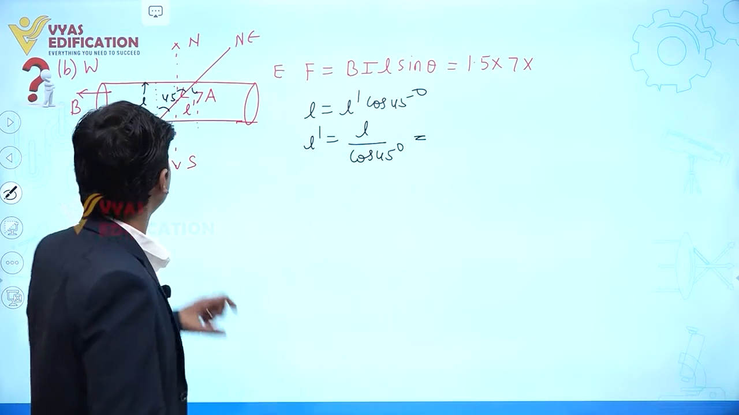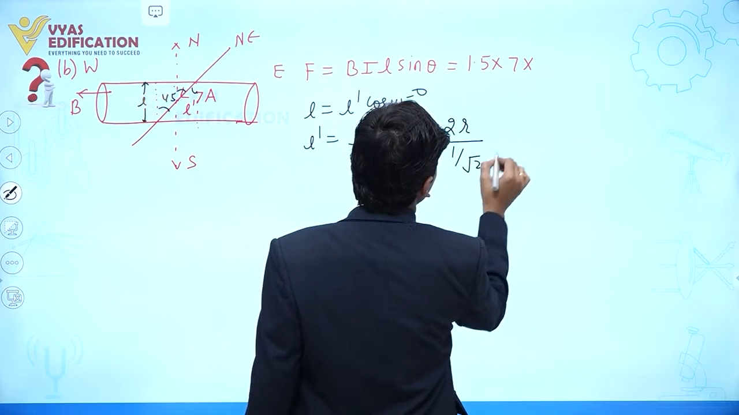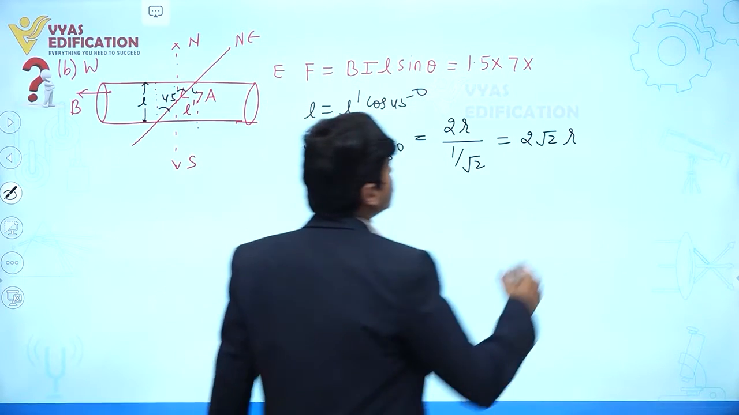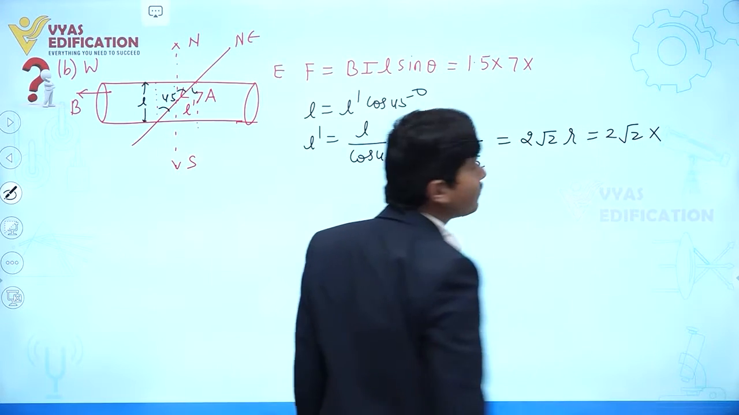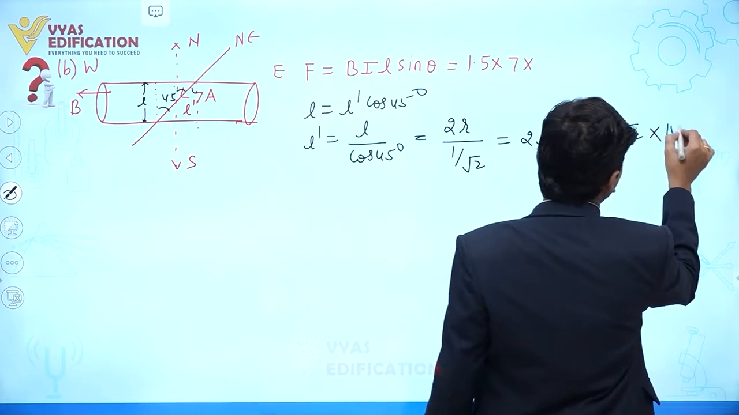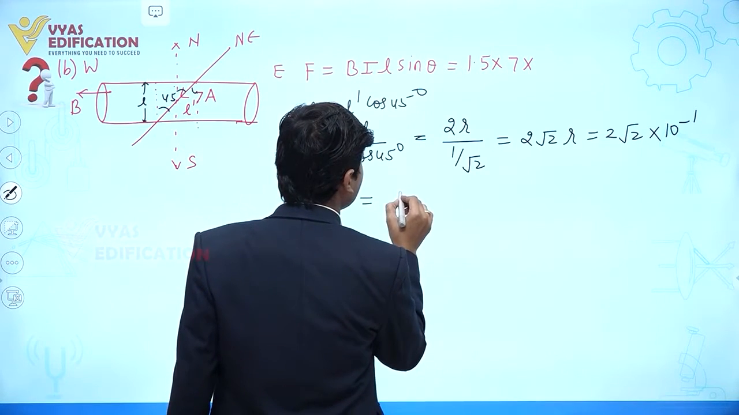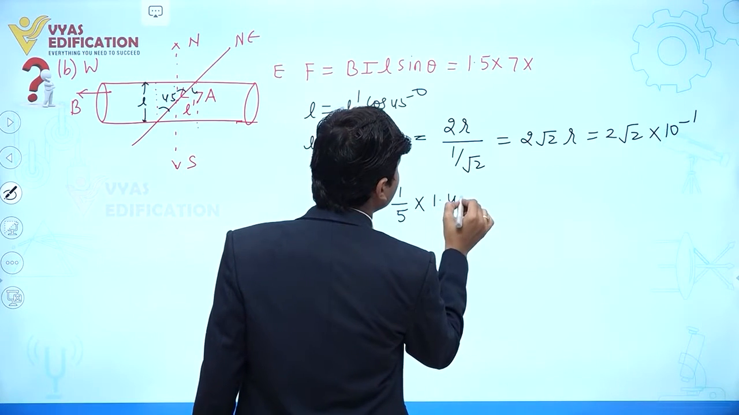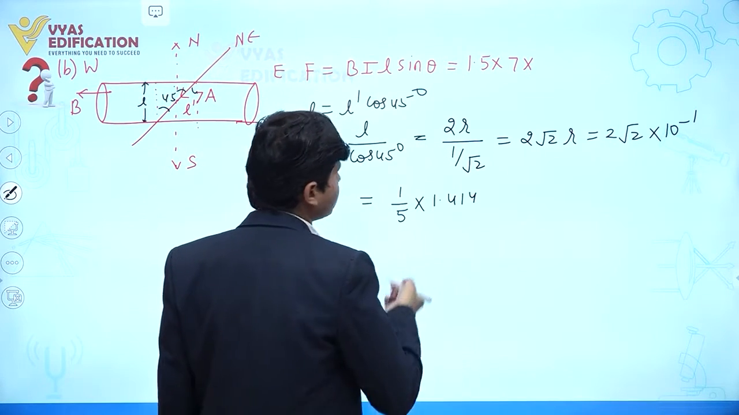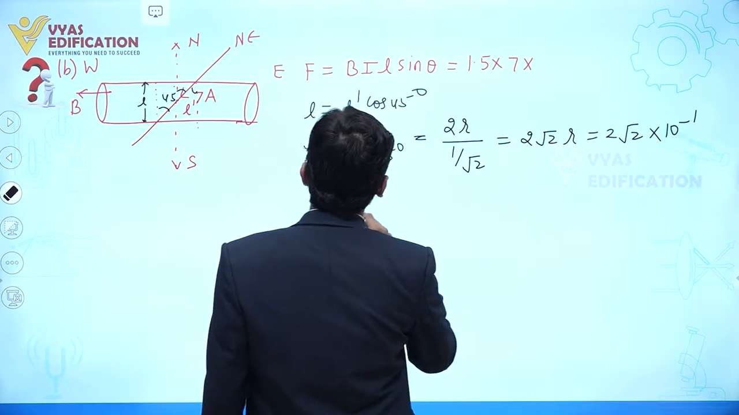Value of L is what? We can say this is equal to twice r. Twice r divided by, that is 1 by root 2. So this is equal to 2 root 2 multiplied with r. What is the value of small r? This is given to you, that is 10 centimeter. We can convert into meter, so this is 10 to the power minus 1. So now this is 1 by 5 multiplied by 1.414. Yes or no, we can write like this, this one is correct. This is just the value of L dash.